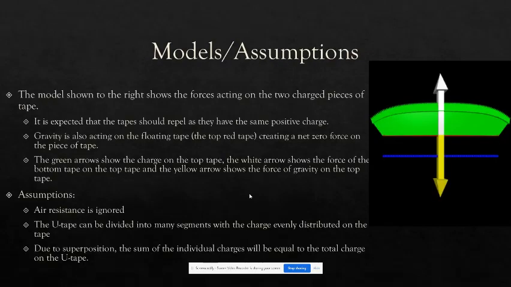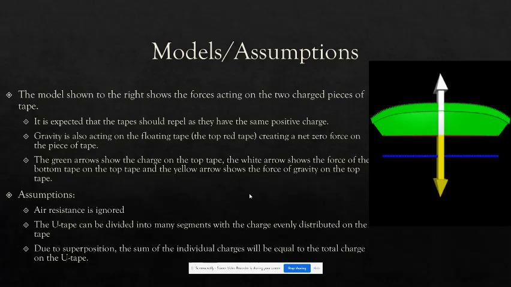So some of the models and assumptions that we'll be using. The model shown to the right is what I created in GlowScript, and it shows the forces acting on the two pieces of charged tape, particularly the U-tape or upper tape. It is expected that the two pieces of tape should repel as they have the same positive charge. Gravity is also acting on the floating tape, or the one in red on the top, creating a net zero force on the piece of tape, which is why it will float.